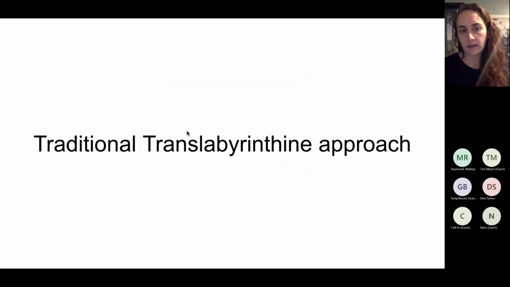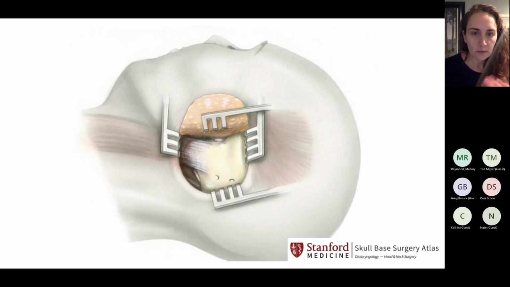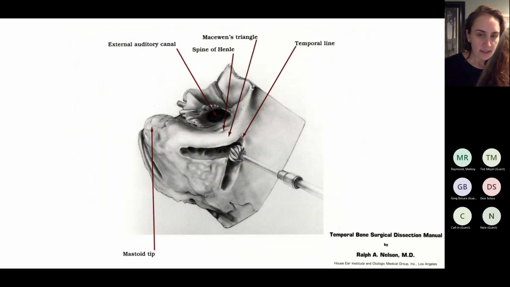So before we get all the way there, let's just quickly review our traditional translab approach, just so that everyone joining this lecture feels like we're on the same page and not to make any assumptions. So this is what our translab positioning looks like. Typically, I make my incision about 3 finger breadths behind the postauricular crease and rotate the tissues forwards. We then do our traditional mastoidectomy.